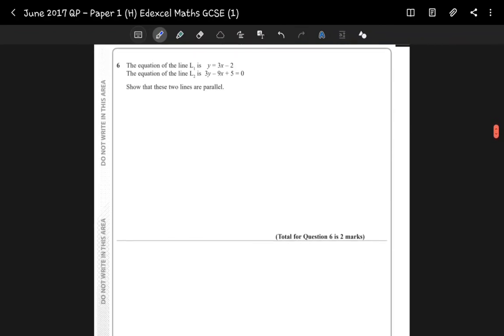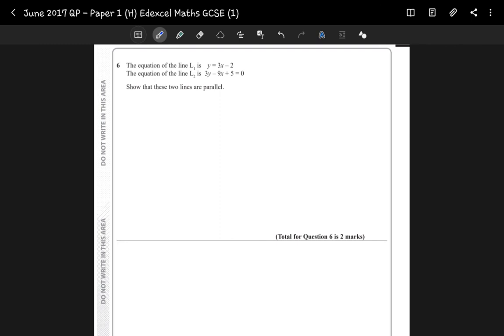So, next question. The equation of the line L1 is y equals 3x minus 2. And the equation of the line L2 is 3y minus 9x plus 5 equals 0. Show that these two lines are parallel.